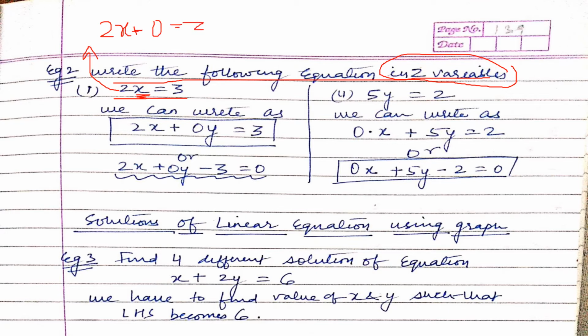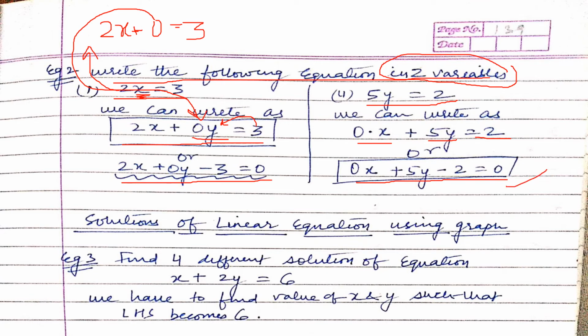No issue, it is still the same, but this 0 can be written as 0 into y, because 0 into y is 0 only. So in this way we have written the equation in two variables, and finally I brought this 3 to this side. It becomes 2x plus 0y minus 3 is equal to 0. In a similar way, 5y equal to 2, we want to bring in x. We can write 0 into x plus 5y is equal to 2, or 0x plus 5y minus 2 is equal to 0.